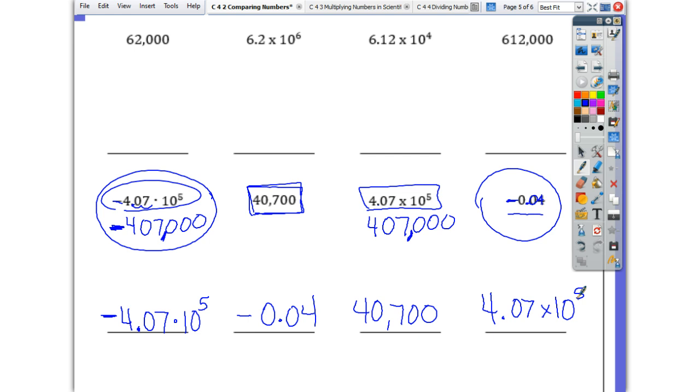All right, your homework for tomorrow, you need to do pages 3 and 4 in your packet. Then we're going to be having a quiz the next day on our 4.1 and 4.2. So homework is pages 3 and 4 in your packet.